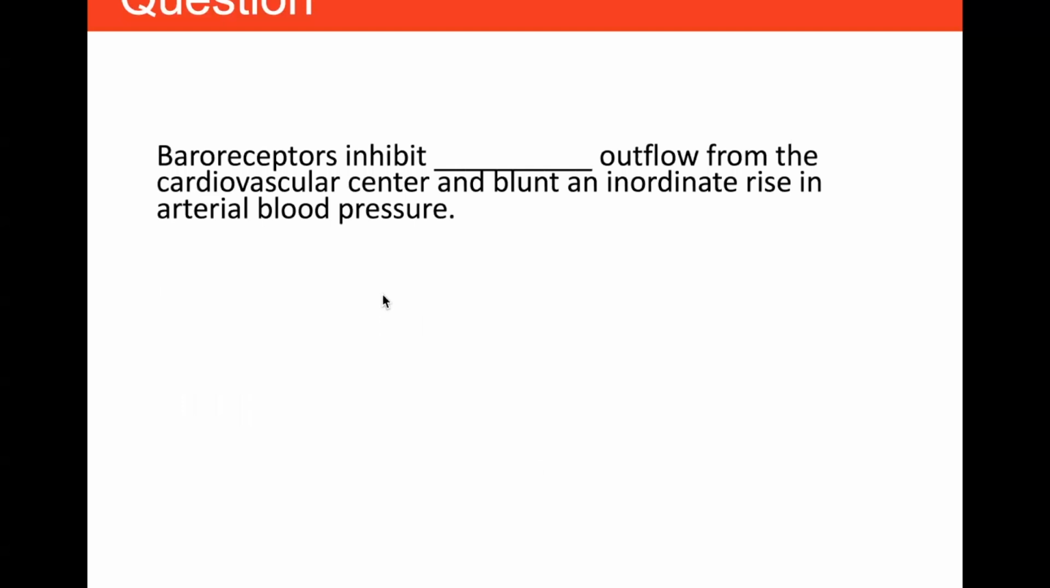All right, baroreceptors inhibit what outflow from the cardiovascular center to stop or blunt or limit an unnecessary rise in blood pressure? Right, it's the sympathetic outflow. These are the brakes, right? They say, whoa, what's going on? Your blood pressure's going up way too high. We don't want you to have a stroke. We're going to slow things down a little bit until your body kind of gets used to it and says, oh, okay, we're exercising, and it readjusts and resets at a higher steady state to allow a little bit higher blood pressure.